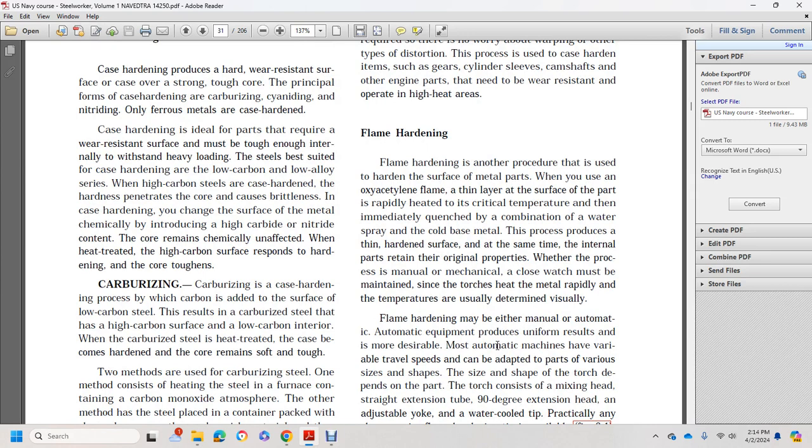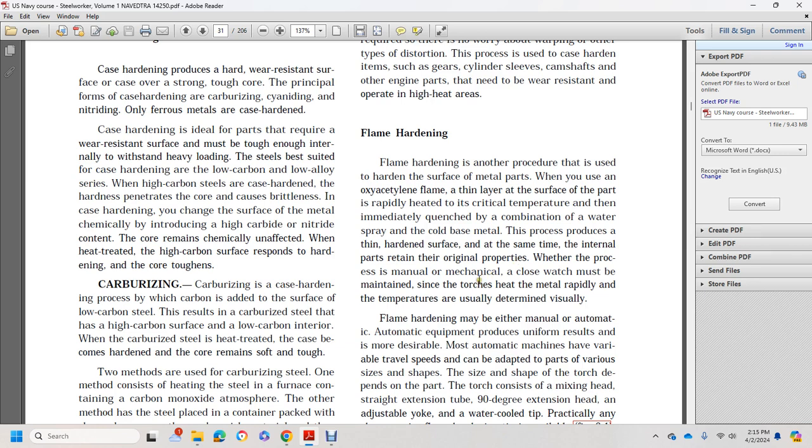Flame hardening is another procedure for hardening the surface of metal parts, which uses an oxyacetylene flame on a thin layer of the surface of the part. It is rapidly heated to critical temperature, but then immediately quenched with a water spray, leaving the cold base metal. The process produces a thin hardened surface, and the internal parts retain the original properties.